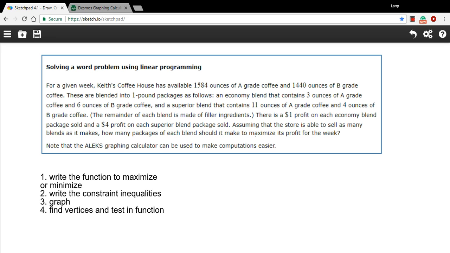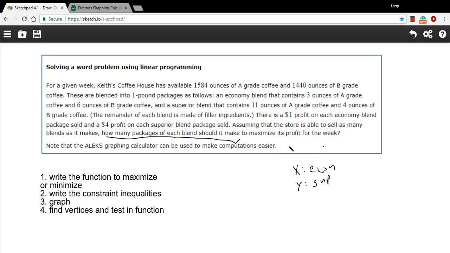All right, where to start with this thing? What's really important is that we know what is being asked for because those will be our variables. So at the end here, it says how many packages of each blend should it make. So we could call economy x. So that's your economy blend, and superior y. So that's the first step. We have our x and our y.